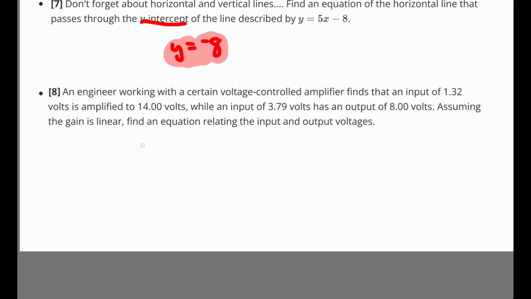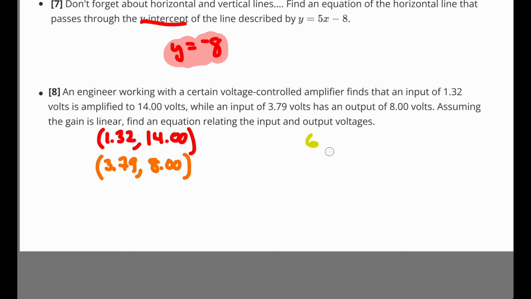So first thing we're going to do is find the slope. So right now we know the x is 1.32 and it's linked to the 14.00 for the output. And the other one is 3.79, 8.00. We're going to subtract the y's. I'm just going to do 14 minus 8 is 6, divided by the 3.79 minus 1.32. You divide that out, you're probably going to need a calculator, and you get 2.429, if we're rounding to 3 decimal places. It doesn't really say, but it's just a safe bet to round to 3.